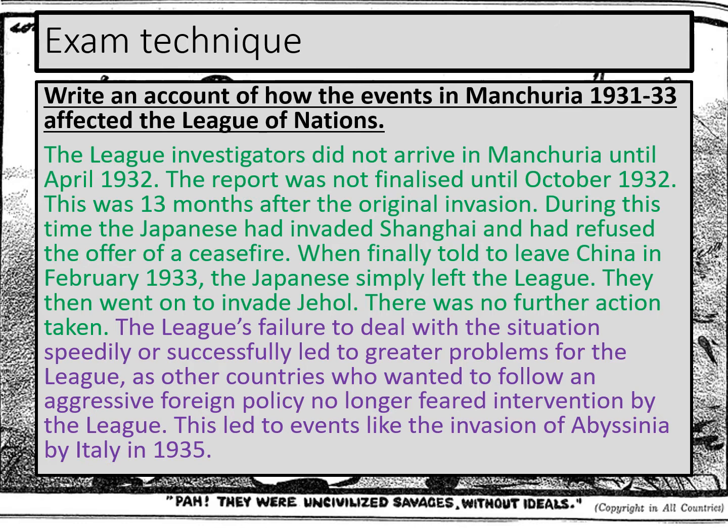The League's failure to deal with the situation speedily or successfully led to greater problems for the League, as other countries who wanted to follow an aggressive foreign policy no longer feared intervention by the League. This led to events like the invasion of Abyssinia by Italy in 1935.